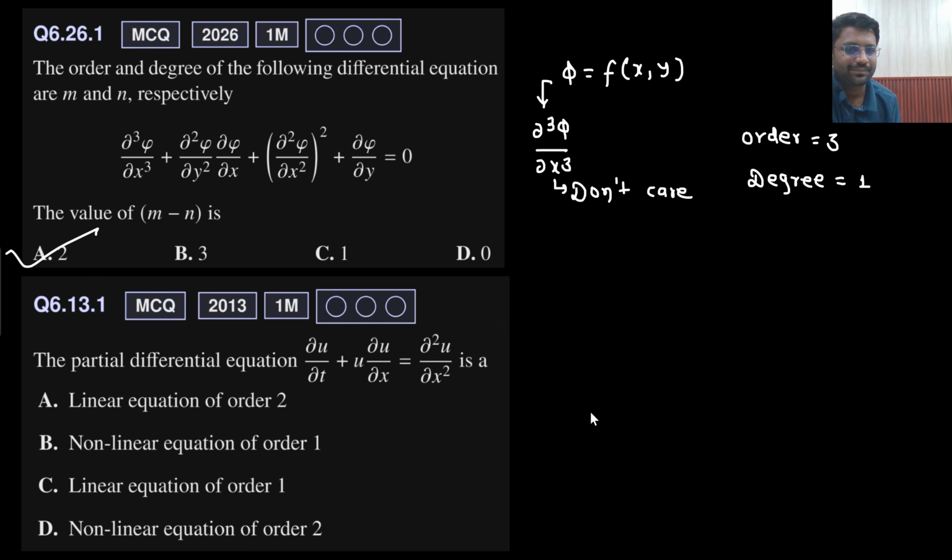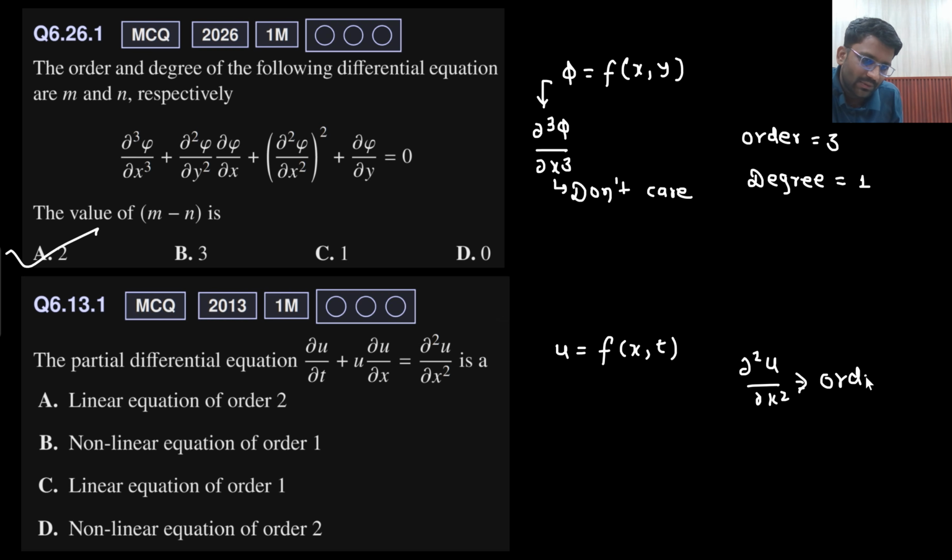What about this question? Sir, u is my dependent variable, which is a function of x and t. Let me know the order. Sir, u is differentiated maximum 2 times. So, sir, what is the order? Order is 2.